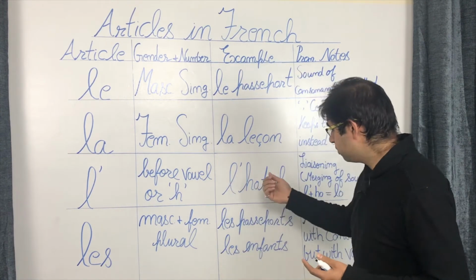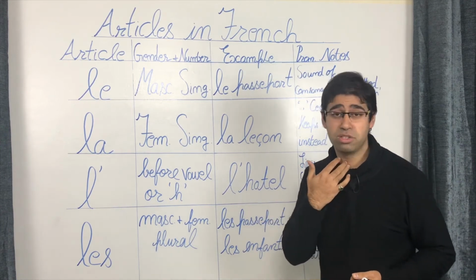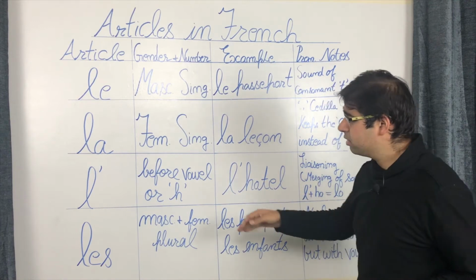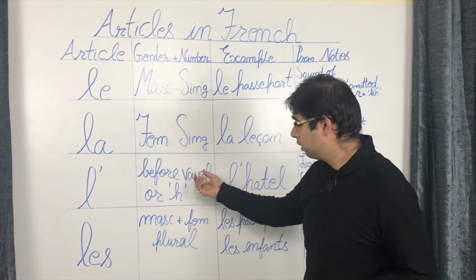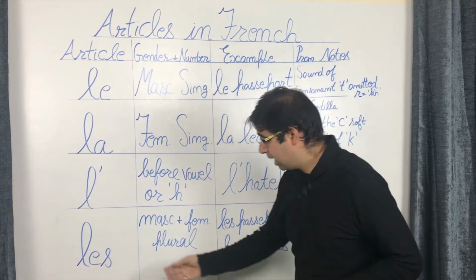Liaisoning is a technique which is responsible for maintaining the flow and fluency of a language. Imagine if we weren't to use this technique over here, we would have le hôtel. You would feel that unnatural pause in your throat, which is not there anymore, and you've got l'hôtel. So that's L apostrophe being used for all the words which begin with a vowel or with an H. We come to the last one, which is les.